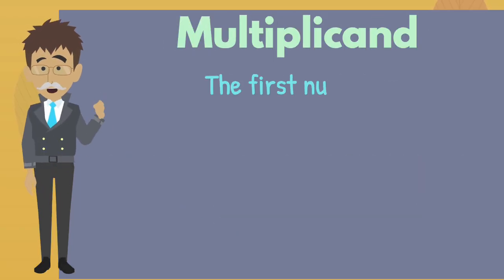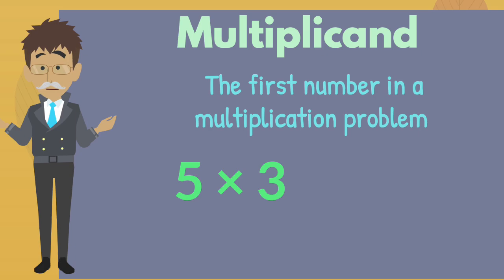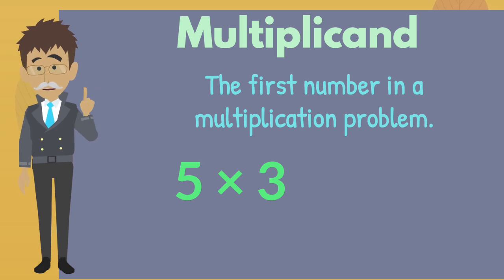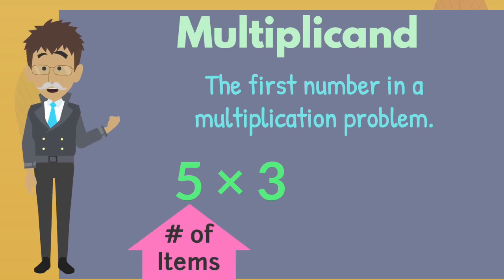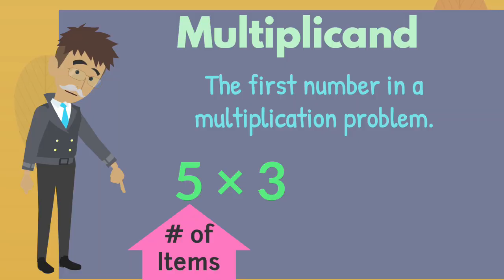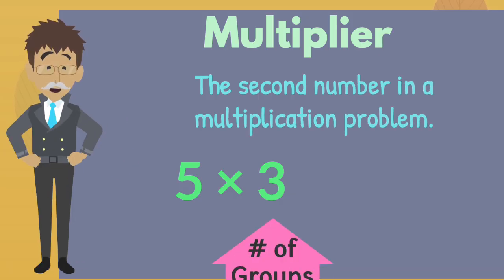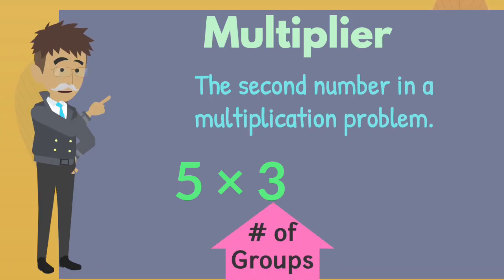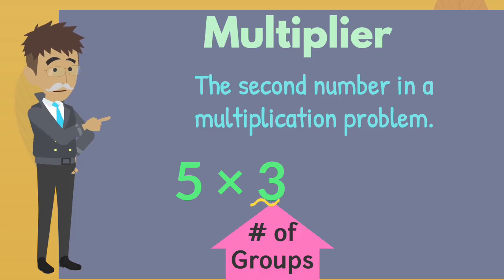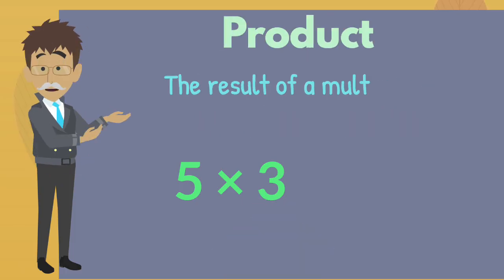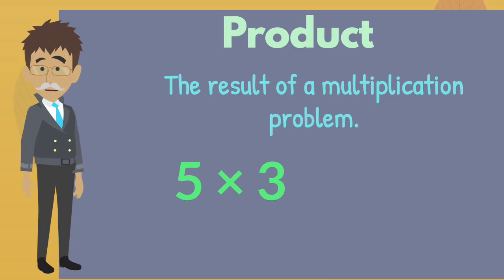The first number in a multiplication problem is called the Multiplicand. It tells the size of or the number of items in each group. In the problem 5 times 3, 5 is the Multiplicand. The second number is called the Multiplier. It represents the number of groups. 3 is the multiplier in 5 times 3. The result of a multiplication problem is called the product. The product of 5 and 3 is 15.